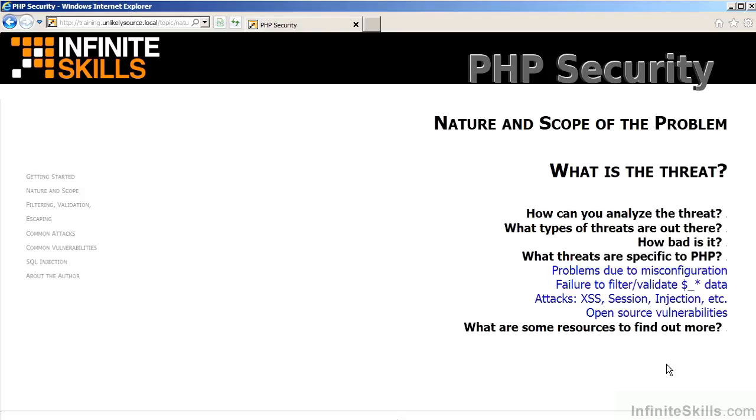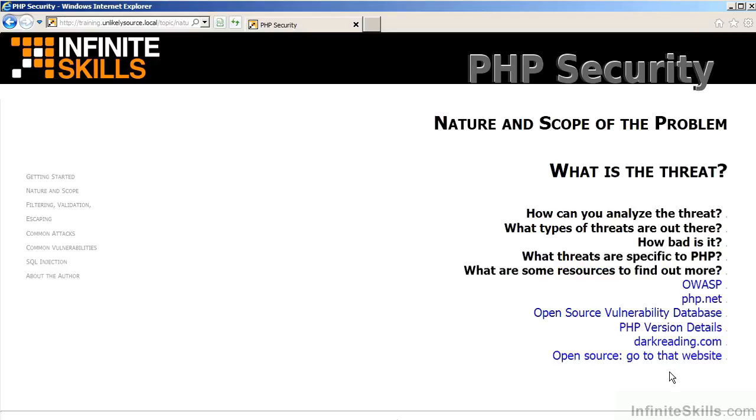What threats are specific to PHP? This list is not exhaustive. However, primarily the threat would be problems due to misconfiguration of PHP itself, the PHP INI file, or the web server, failure to filter and validate the PHP superglobals such as $_GET, $_POST, etc., attacks in the form of cross-site scripting, session-based attacks, injection attacks, all of which will be discussed in future videos. And then there are open source vulnerabilities.